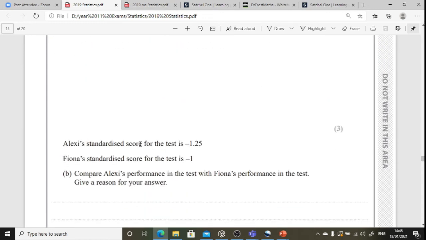Alex's standardised score for the test is minus 1.25. Fiona's score for the test is minus 1. Compare their performance with each other and give reasons for the answer. Now I'd say that Alex did 1 1/4 standard deviations below, whereas Fiona did 1 standard deviation below. So Fiona did better because hers is closer to the mean than Alex's.